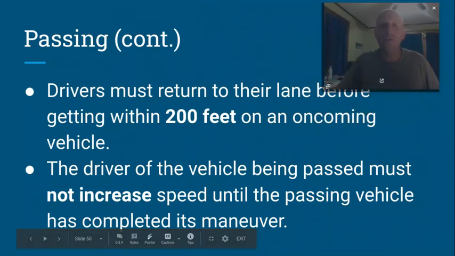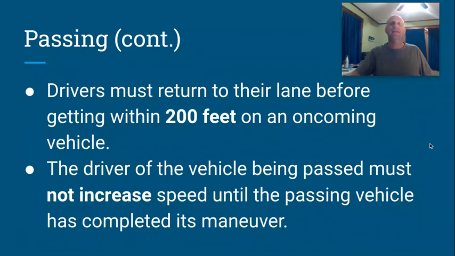All right, so what are some other pieces of information about passing? Here we have come to my absolute least favorite rule in the entire rules of the road book. This thing is just absolutely ridiculous, and let me explain to you why. Drivers must return to their lane before getting within 200 feet of an oncoming vehicle. 200 feet! I mean, that seems like a big distance, right? Like, what's an average vehicle take up? Maybe 20 feet, 25 feet. So you're talking about getting back in your lane at 10 times that distance of a vehicle. That seems like a lot of distance.